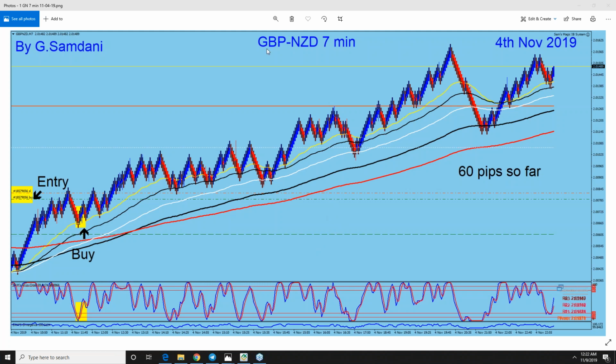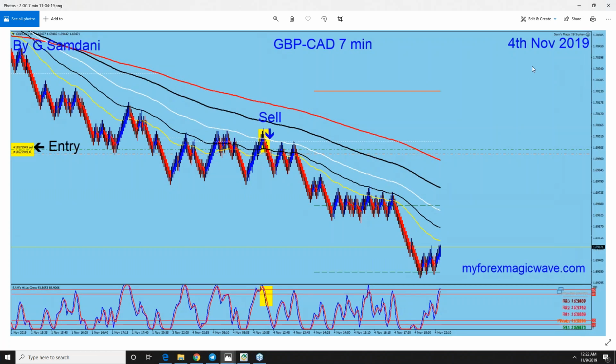So let's get started. The week started on the 4th, right? So this is one of the trades here on the 4th of November. And on the 4th, pound CAD to the downside. Now you can see all of my trades, the entry here and the SL move to break even.